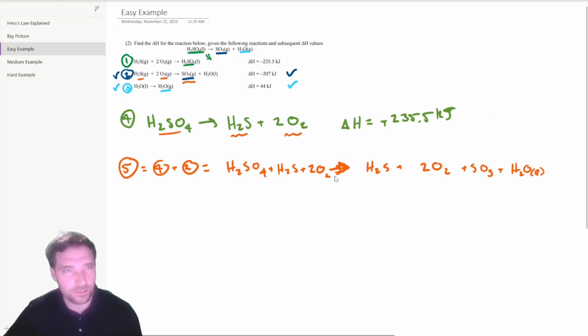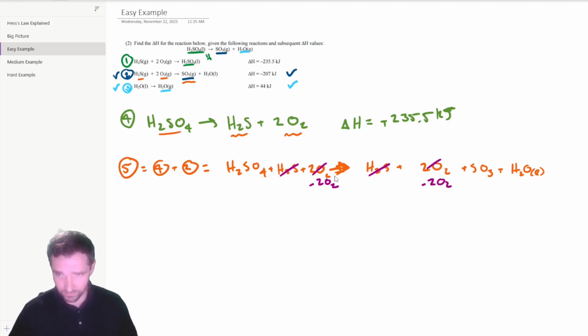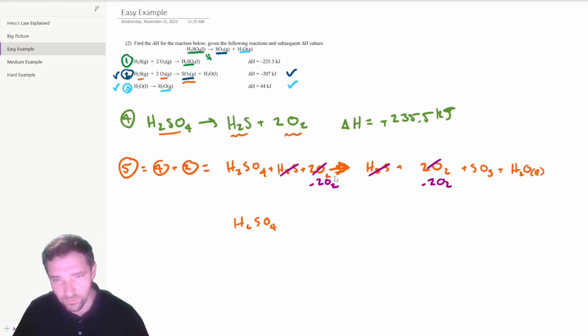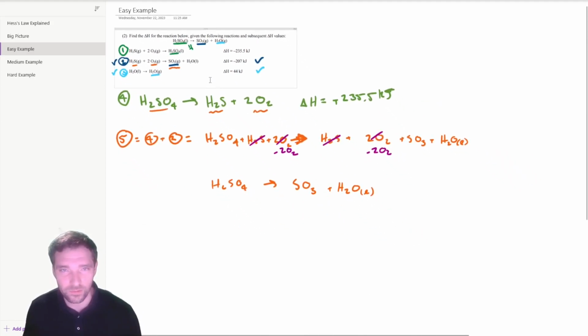So line 5 worked out pretty good, but now I'm seeing that there are a couple of things present with the same number of moles on both sides. So you could think about this as subtracting 2 moles of oxygen from both sides, and they cancel out nicely, leaving us with just our H2SO4 going to SO3 plus this H2O as a liquid. So those work out almost to the point where we have what we're looking for.